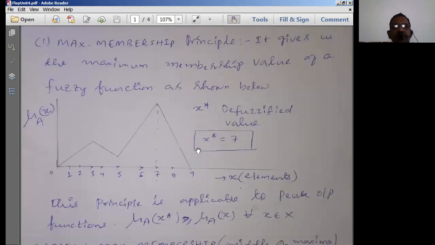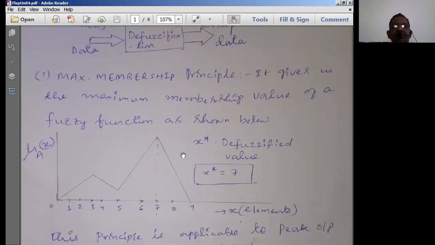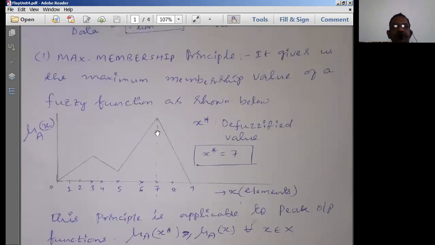In the examination, you will be given one membership function, or you will be given discrete data. From that, you simply have to find the maximum membership principle, and using it, find the crisp data. So what is crisp data? This is the fuzzy data actually: fuzzy elements on the x-axis, and the membership function is going to have various values.